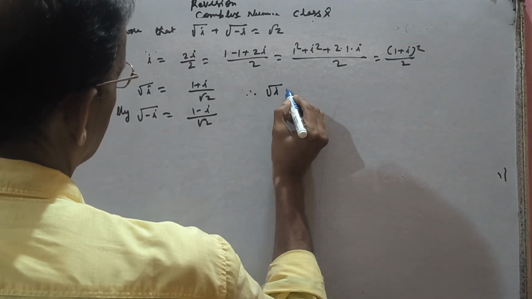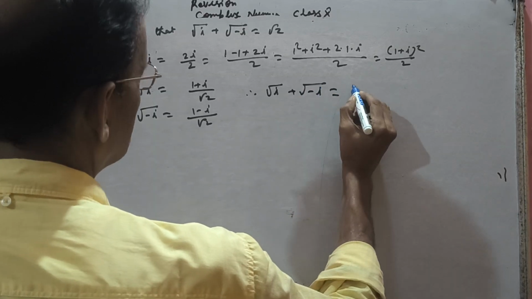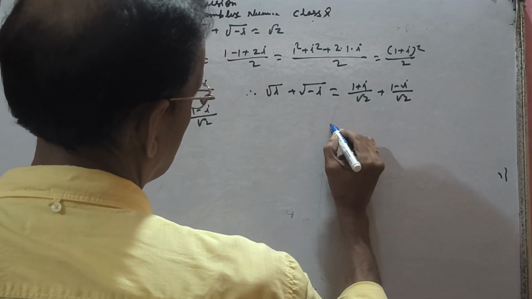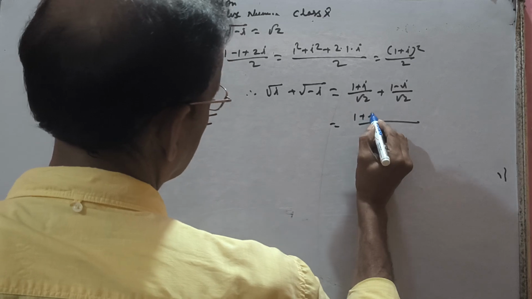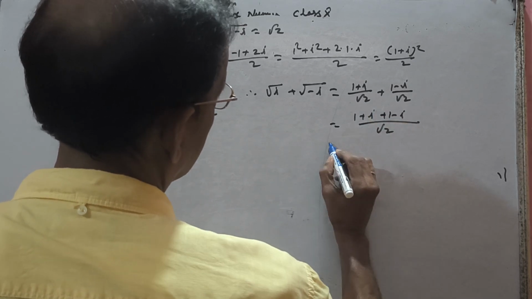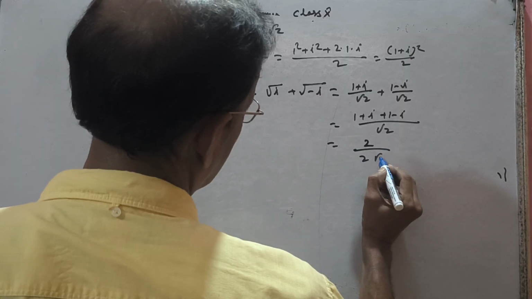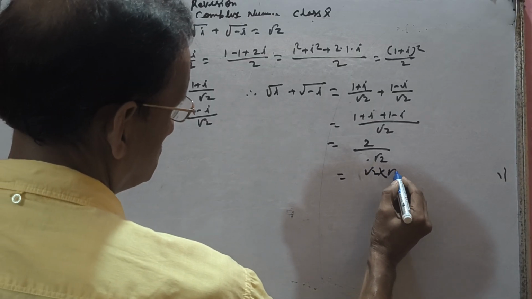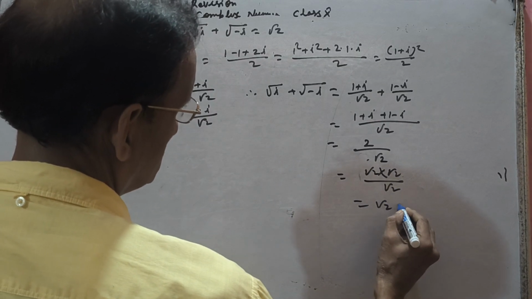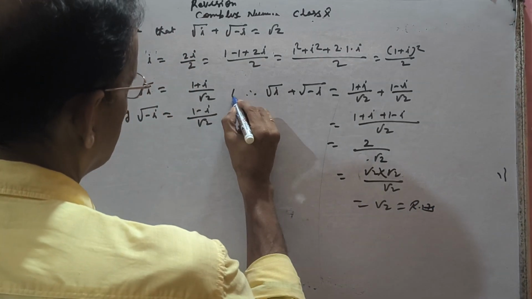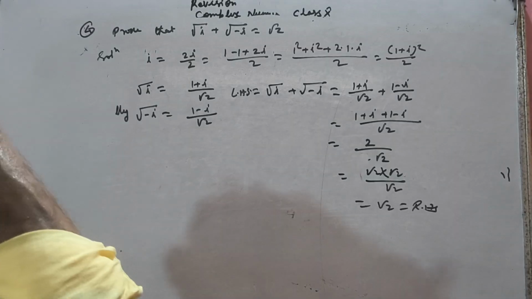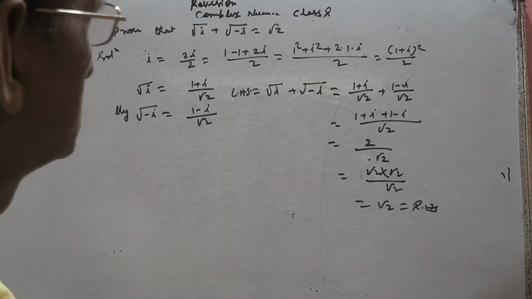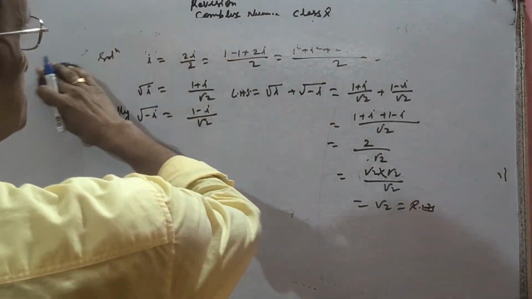Now, root I plus root minus I: put the values, 1 plus I by root 2 plus 1 minus I by root 2. What is the LCM? Root 2, 1 plus I plus 1 minus I. So what will you get? 2 by root 2. Root 2 can be written as root 2 into root 2 by root 2. So the final answer is root 2, and this is the RHS. This is the LHS. So this is also an important question for 2 marks. Sometimes it is minus also, and you will get something different on the right hand side. Next sum now.